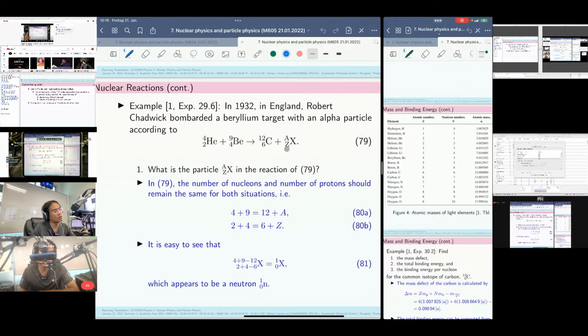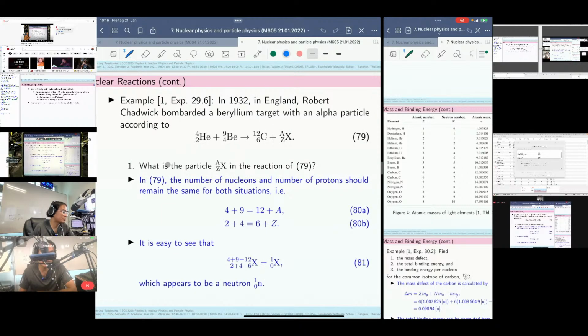X is unknown, and A is the number of nucleons. Z is the number of protons inside the nucleus. So the question is, what is the particle X with A and Z? X is not known because we don't know which element it is. In this reaction equation, what is the particle X? How could we solve this problem?